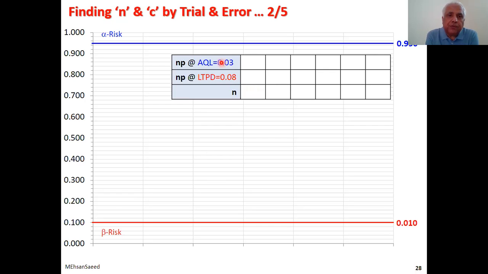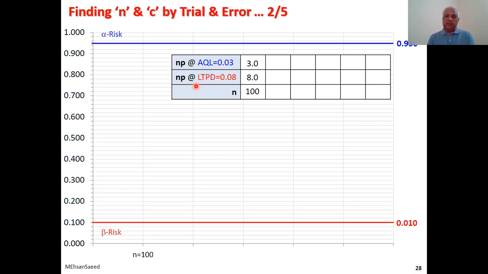In these two rows, we list the AQL and LTPD respectively. Remember, we have been told on the last page that AQL is 30 out of 1,000, which translates to 3% or 0.03, and 80 out of 1,000, which translates to 8 out of 100 or 0.08. In these boxes, we will write lambdas at these values of sample size. So let's start with 100.